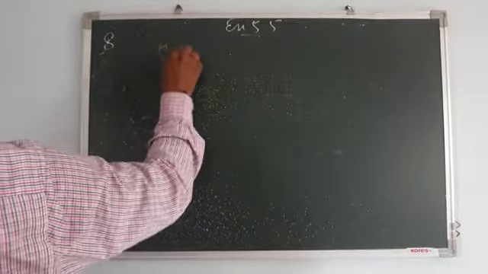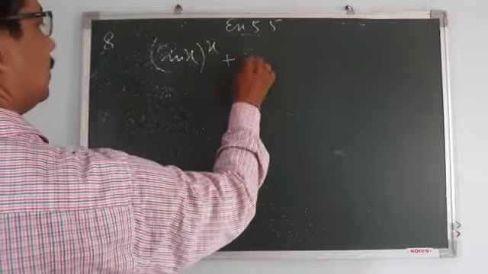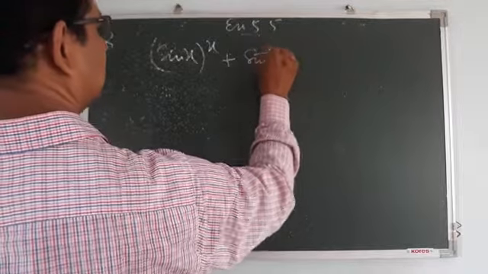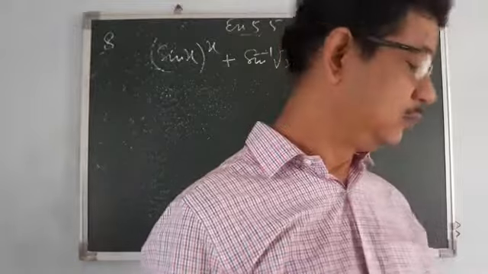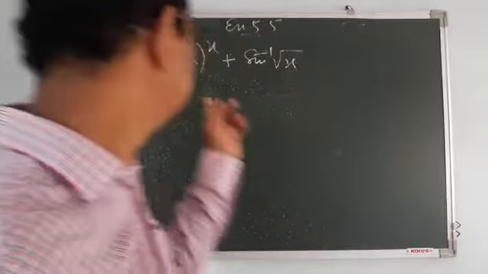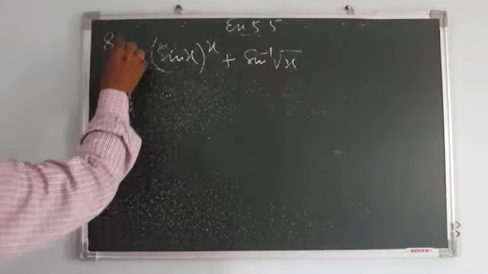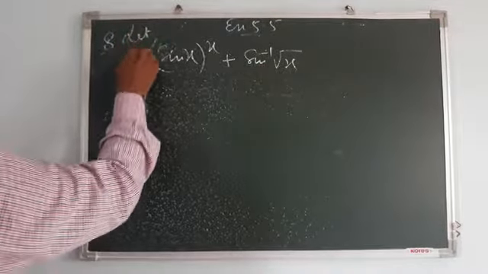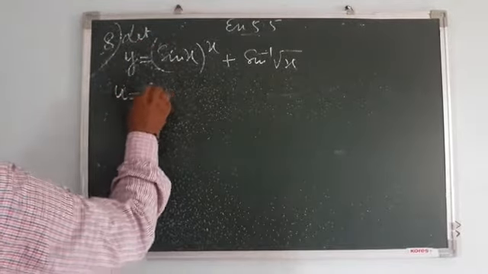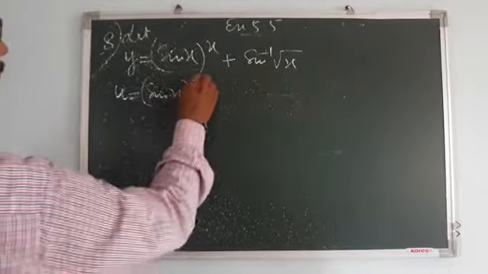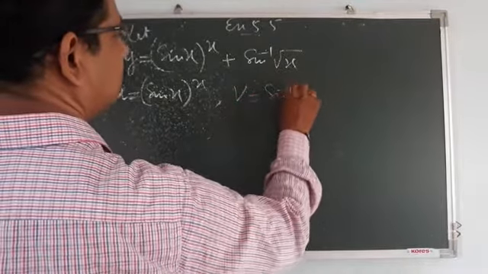Sin x to the power x and sin inverse root x. So this is our question number 8. Now students, you see this as given power something. So this has no problem, this is the problem. So you have to use as usual y is equal to this one. You write u as sin x to the power x, and v as sin inverse root x.